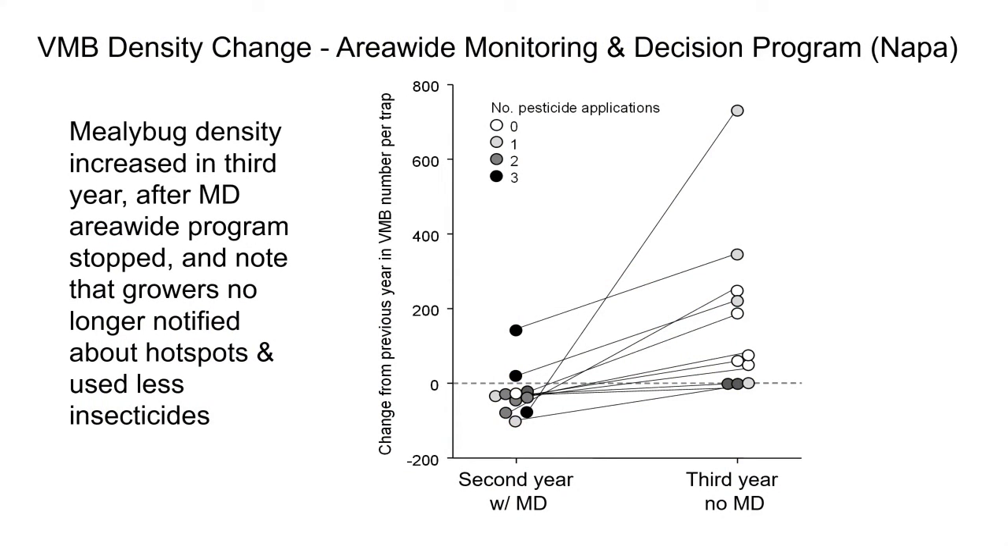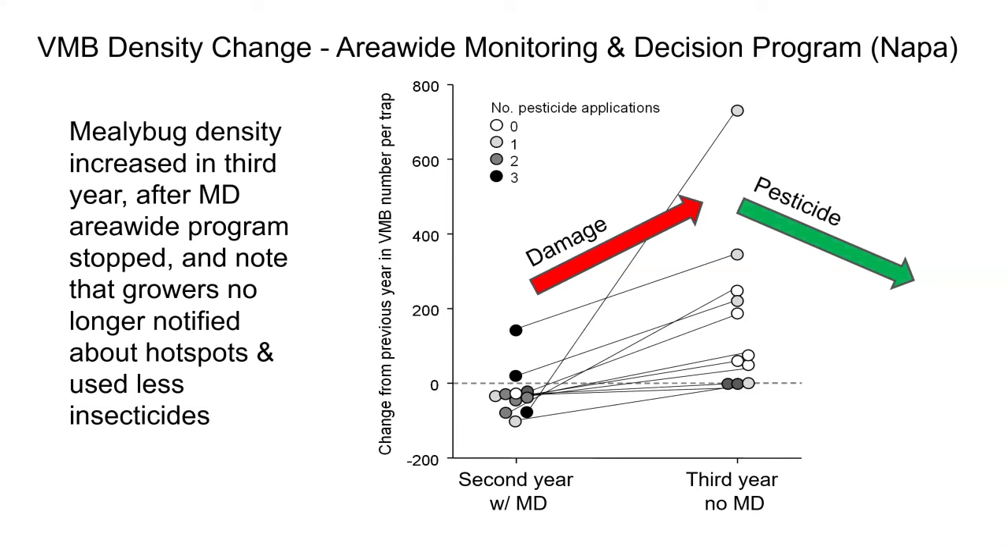One of the beneficial aspects of this is looking at the area-wide program from the second year to the third year when it ended, and we see damage increased when we stopped doing the area-wide program and pesticide use went down. This is because we no longer are telling the growers, this is your population. There's no longer pressure from growers to spray to help protect their neighbors. And so I think one of the best aspects of area-wide is communication amongst people within the region. What are you spraying? When are you spraying? What is working? What is not working?